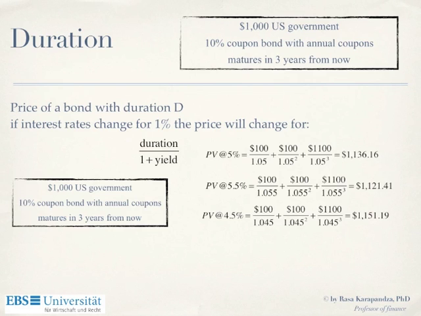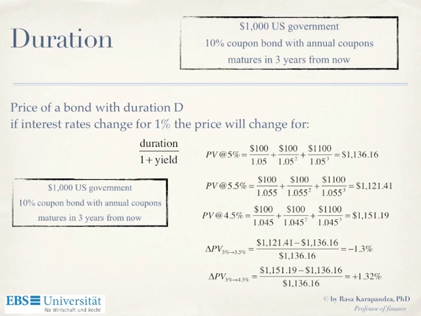They go to $1,151. And so for how many percents did this change? In the first case, we have the decrease of 1.3%. So basically, 1,121 is 1.3% smaller than 1,136. What happens if the interest rates go down to 4.5%? We see that they change for 1.32%. They go up for 1.32%.